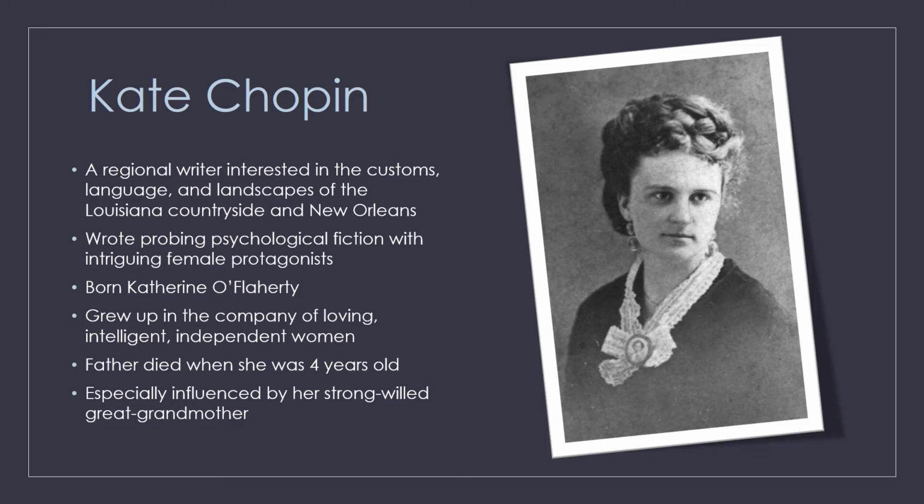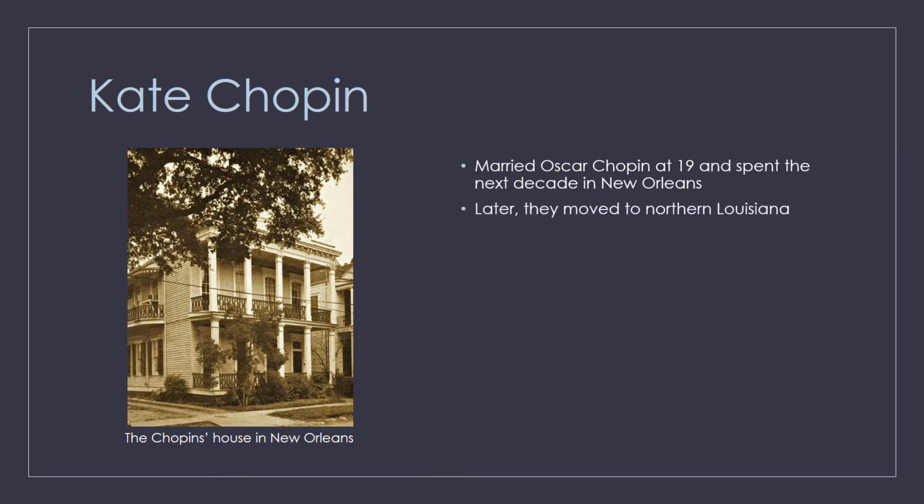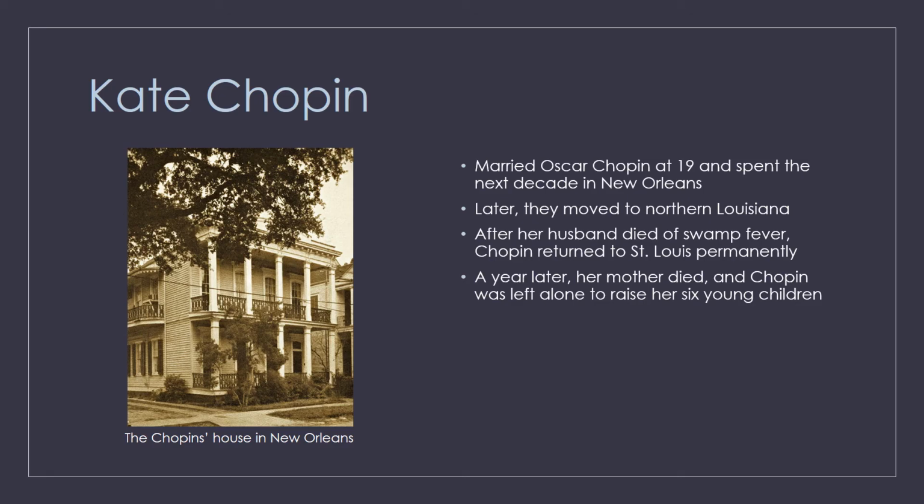At the age of 19, she married Oscar Chopin and spent the next decade in New Orleans, where her husband first prospered, then failed as a cotton broker. Later, he opened a general store and managed a family cotton plantation in northern Louisiana. After her husband died of swamp fever, Chopin returned to St. Louis permanently in 1884. A year later, her mother died, and at the age of 35, Chopin was left essentially alone to raise her 6 young children.